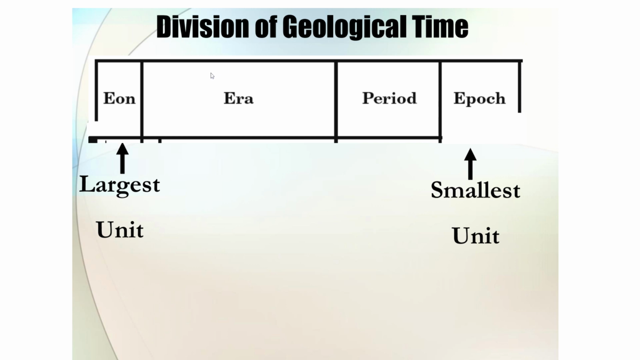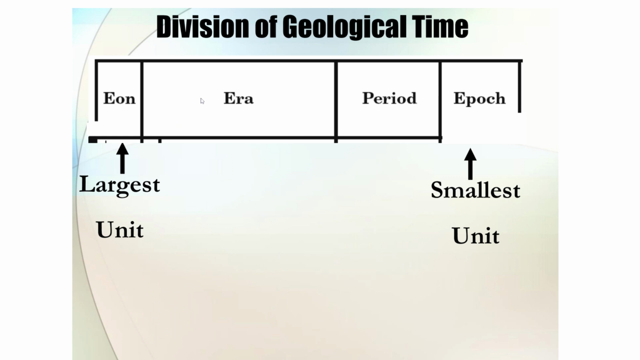What are those? So, eons, eras, periods, and epochs are divisions of geological time. Just like hours are divided into minutes, and minutes are divided into seconds, and seconds are divided into milliseconds, eons are larger units of time, kind of like hours, which are divided into eras, smaller units of time, like minutes. Eras are divided into periods, even smaller units of time, like seconds, and periods are divided into epochs, which are even smaller units of time, like milliseconds.